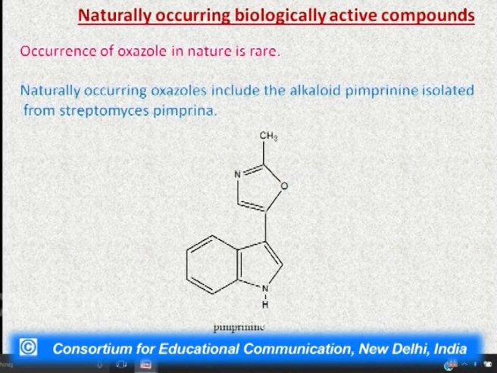Further, oxazoles are also present in some naturally occurring compounds which are biologically active. Although the occurrence of oxazole is rare, naturally occurring oxazoles include some alkaloids. One of them is pimprinine, which is isolated from Streptomyces pimprina. This is the structure of the alkaloid which contains the oxazole ring.